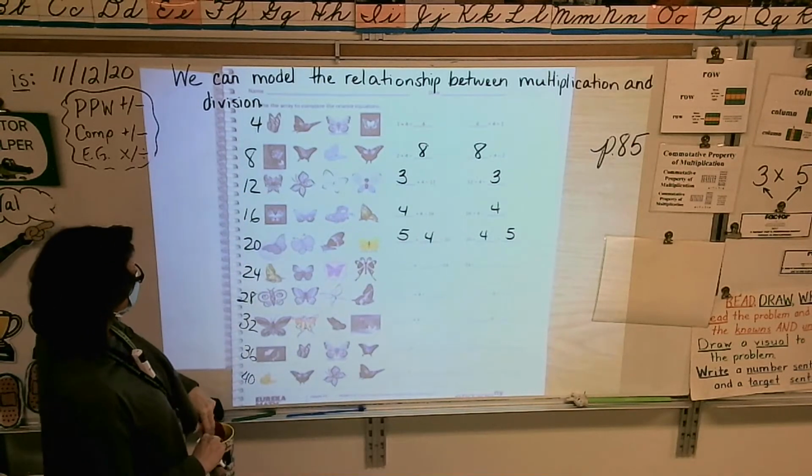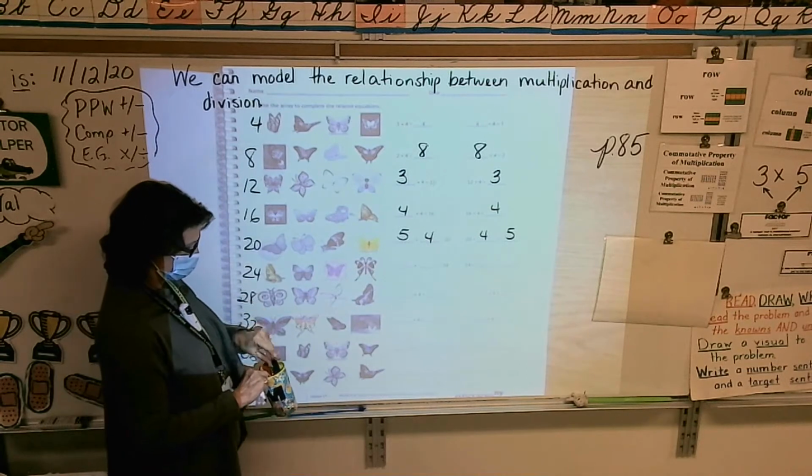Let's do the next one. Help me out. How many rows do we have now? Jackson?